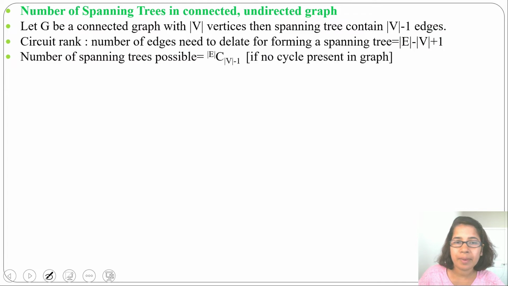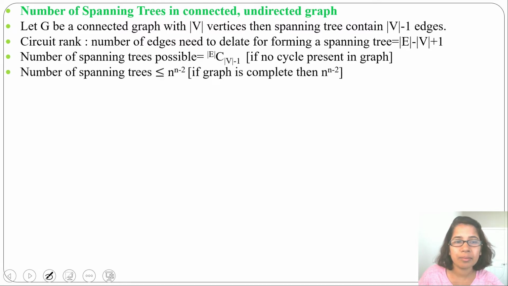So the number of spanning trees possible equals the available edges in the graph, combination, number of vertices minus 1. We need to choose the number of vertices minus 1 edges from all edges. That's why it is E C (number of vertices minus 1). And this is true for a graph having no cycle.